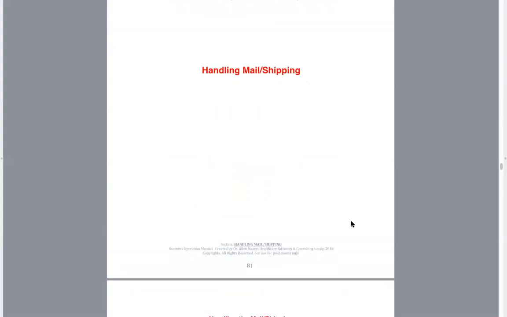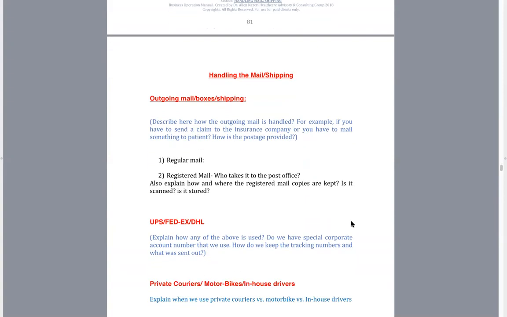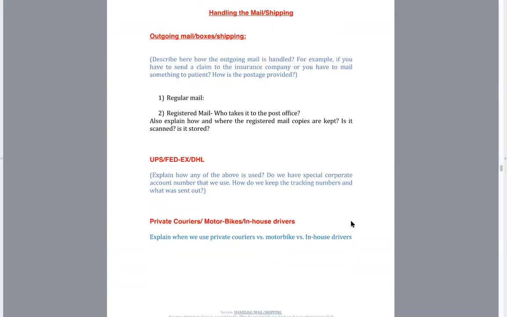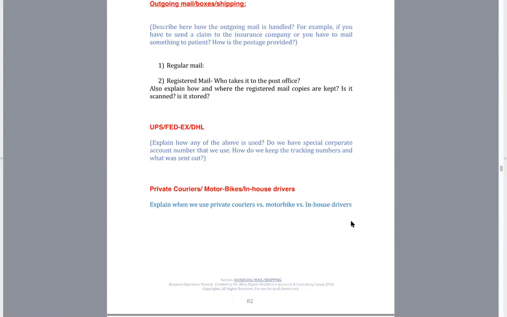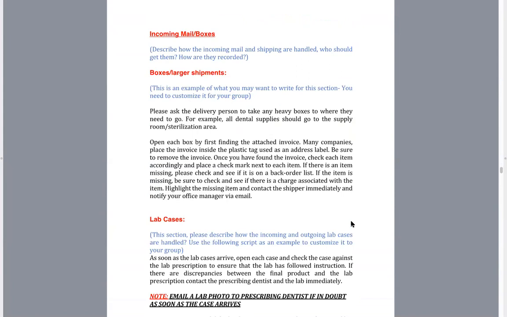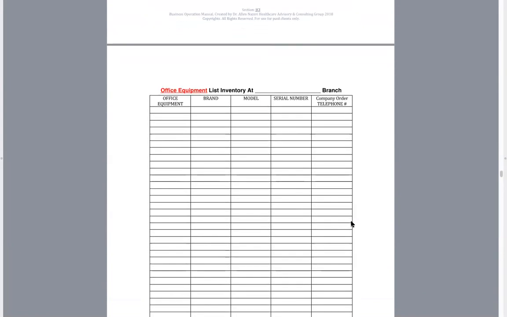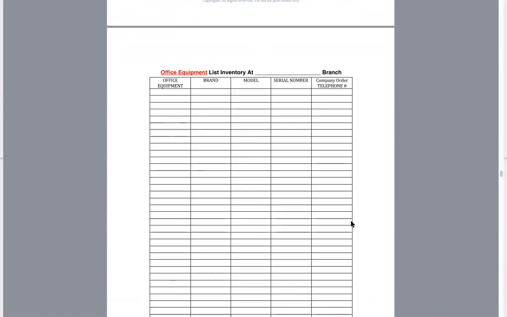How do we handle mail and shipping in the practice, if you have a lot of supplies coming in or a lot of outgoing mail: how they should be handled and what sort of accounts we use, whether it's DHL or FedEx and all the stuff there. How to do the shipping of the larger boxes, the lab cases. Then we have a section on inventory where you need to put your inventory list in.